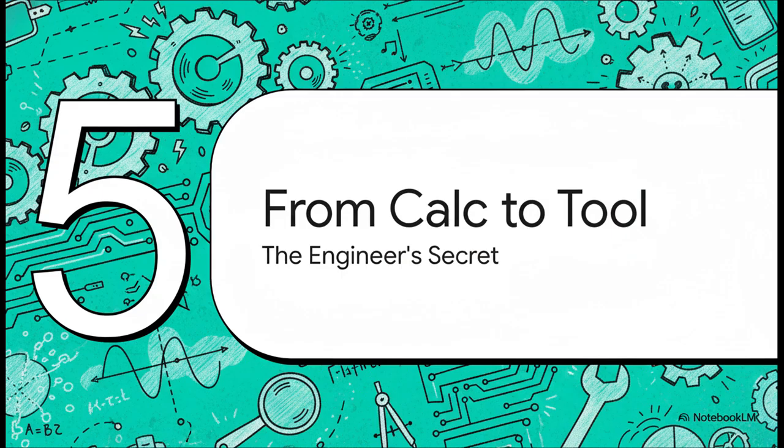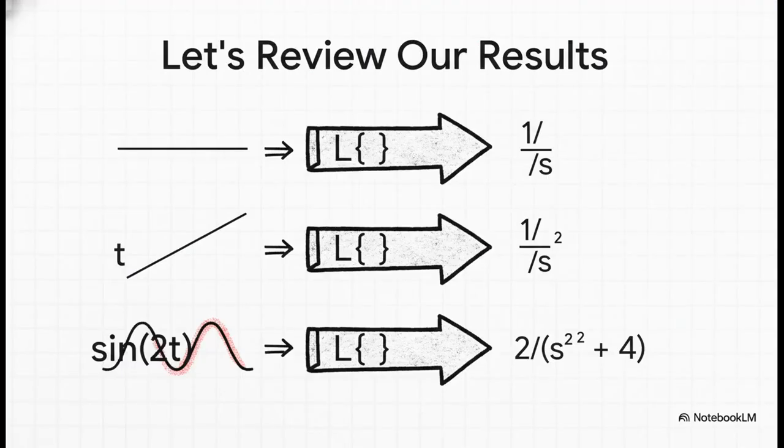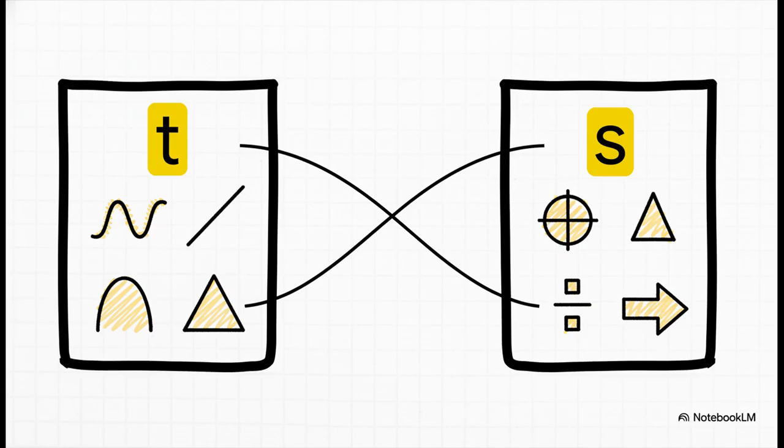This is the secret. So let's just take a quick look back at what we did. The transform of 1 became 1 over s. The transform of t became 1 over s squared. And the transform of sine of 2t became 2 over s squared plus 4. See, in every single case, we took a function of t, did a whole bunch of calculus, and found its unique partner over in the s world. This reliable one-to-one mapping, that's the key to everything.